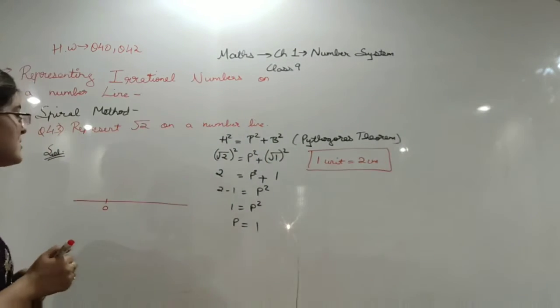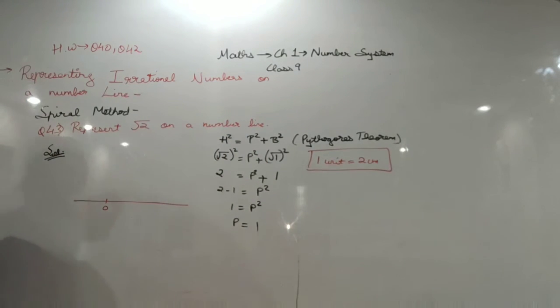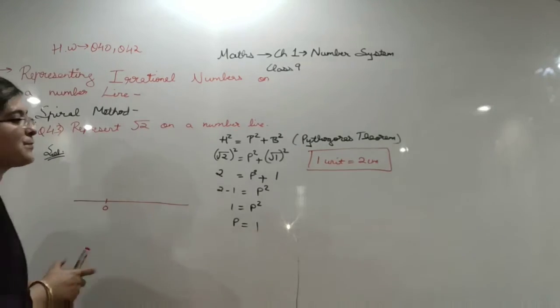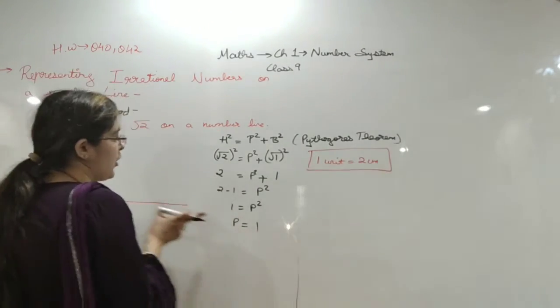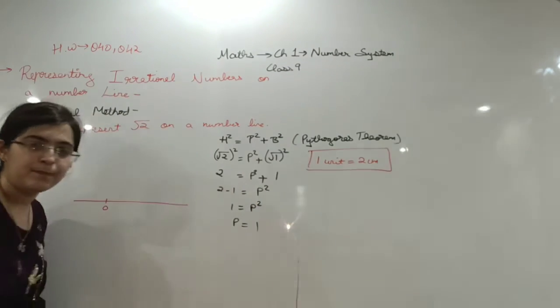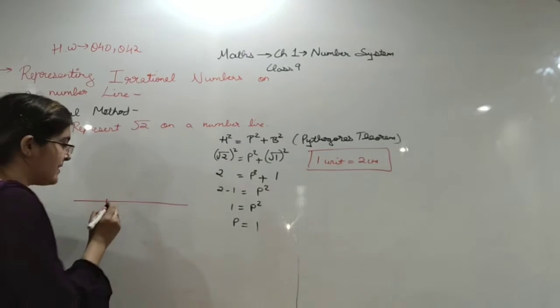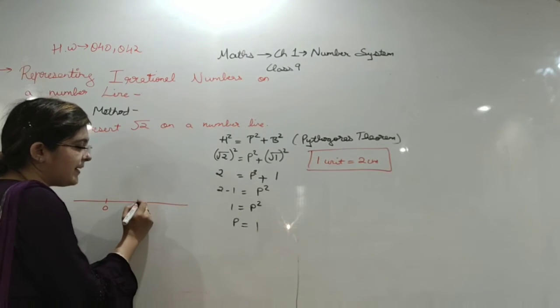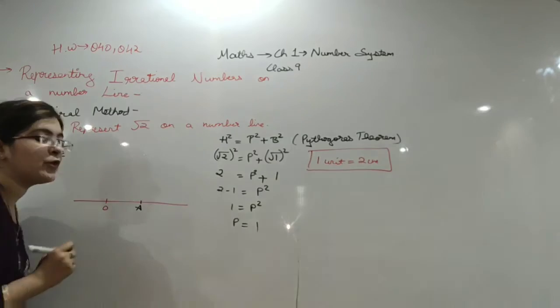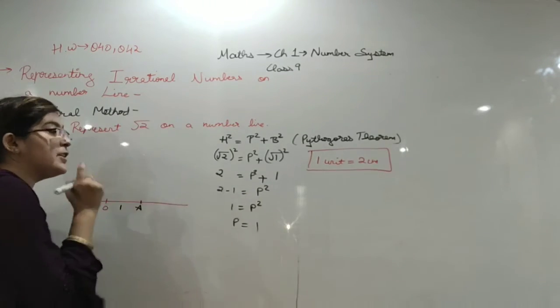Now your first process would be to take a point O here. Now what you have to do, your base is 1. Root 1 means 1. Your base is 1. That means you have to draw 1 unit here.